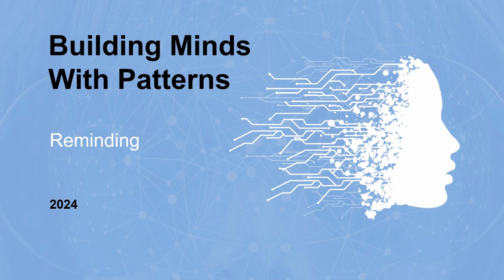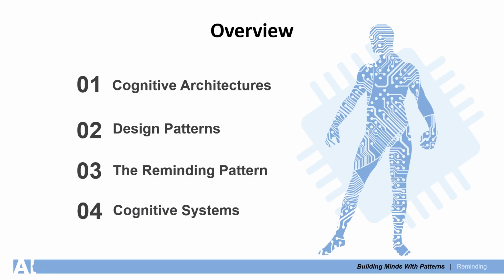This talk in the Building Minds with Patterns series is about the reminding pattern. We will briefly highlight the features of a generic cognitive architecture and discuss design patterns for cognitive systems. Then we will delve into the specifics of the reminding pattern, and finally we will show how this pattern fits into some existing cognitive systems.